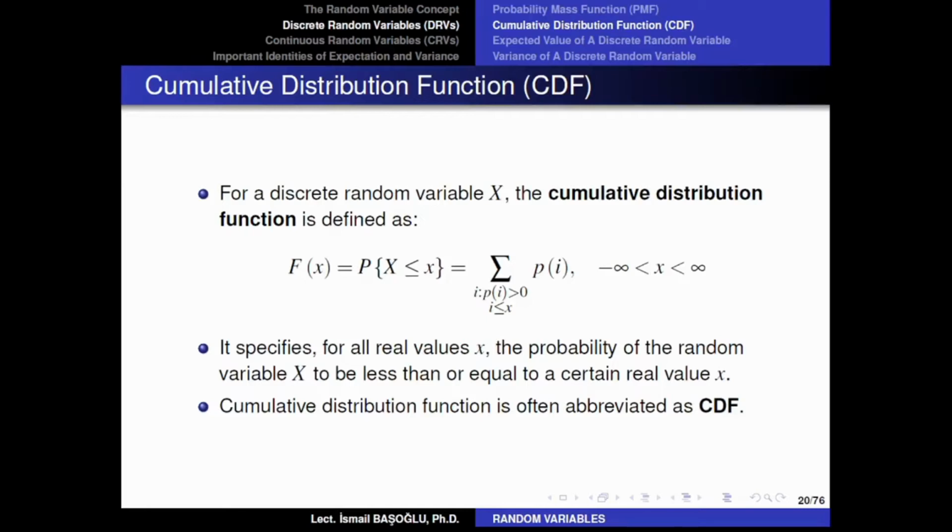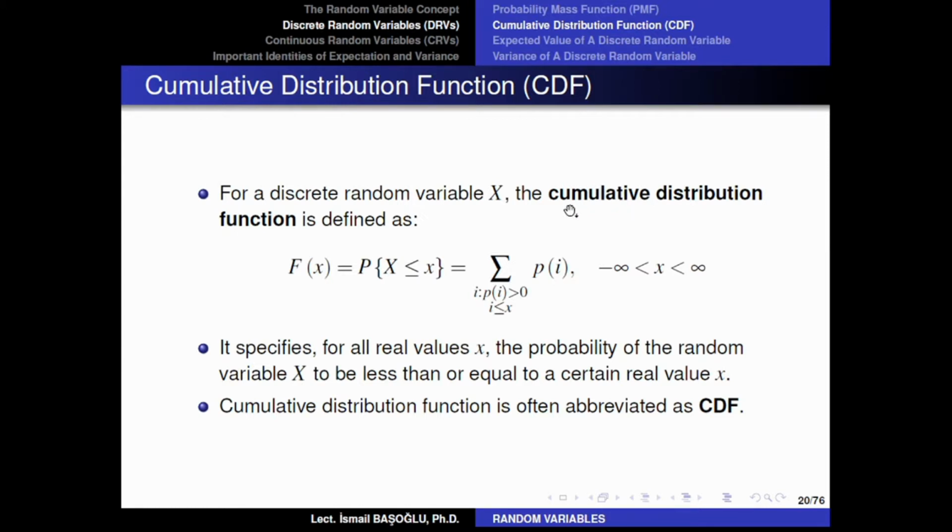So for a discrete random variable x, the cumulative distribution function we should define. First of all, before looking at the complex mathematical equation here, please notice the word. It says cumulative distribution function. Cumulative. Cumulative means what? Cumulative means aggregated.